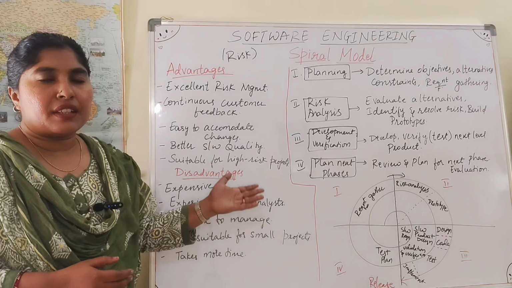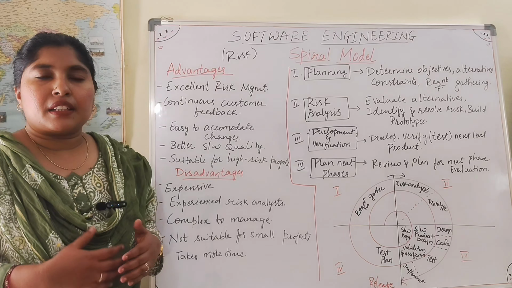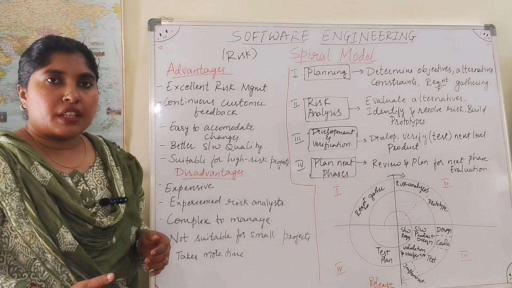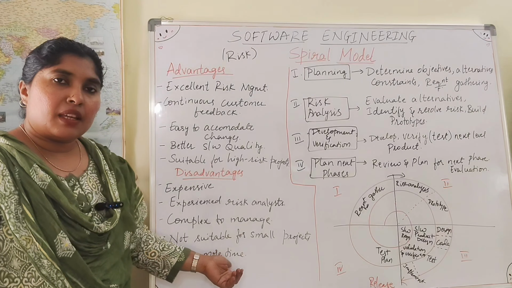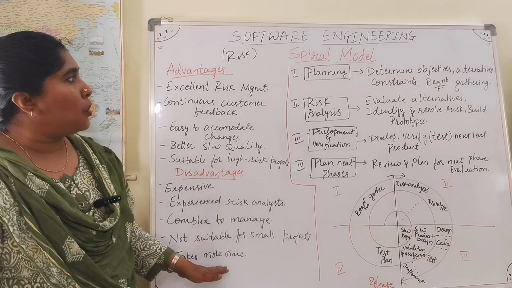As I said, in each phase they need to take the customer feedback and reviews, and they have to work on it. So it will take longer time than expected. These are the disadvantages of the spiral model.